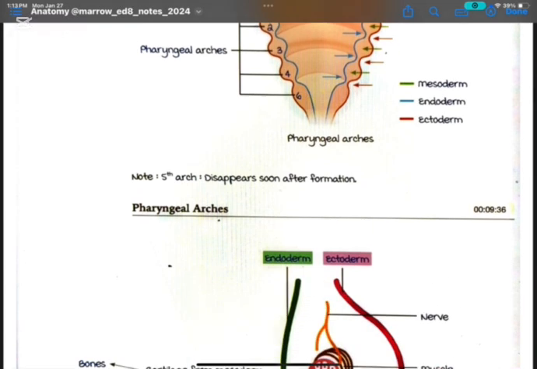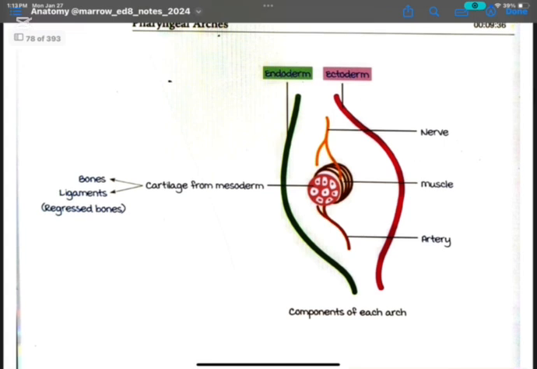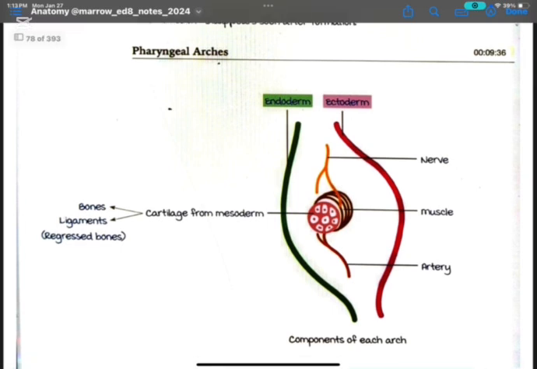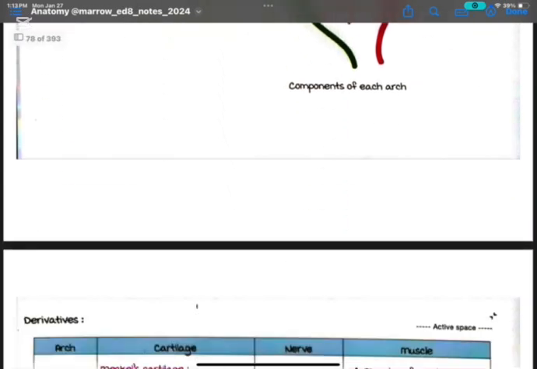Note, the fifth arch disappears soon after birth. Components of each arch: inside you have endoderm, outside you have ectoderm, and in the pharyngeal arch you have muscle, artery, nerve, and then cartilage from mesoderm, bones and ligaments, and regressed bones.